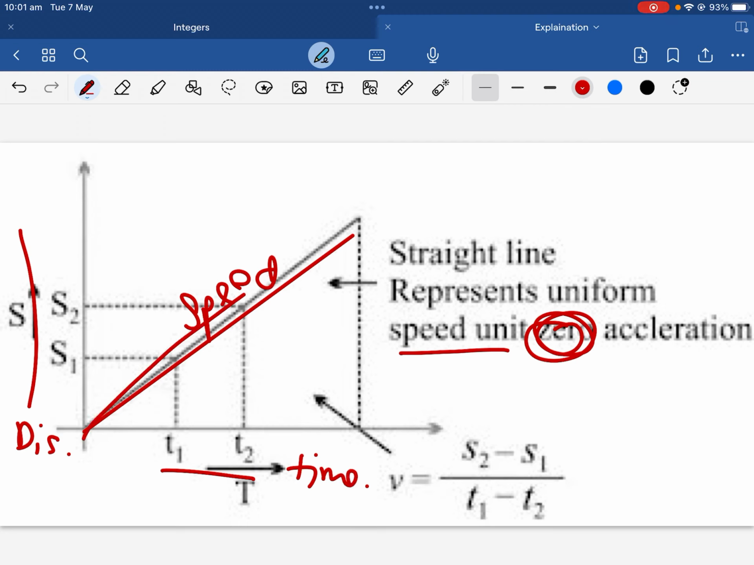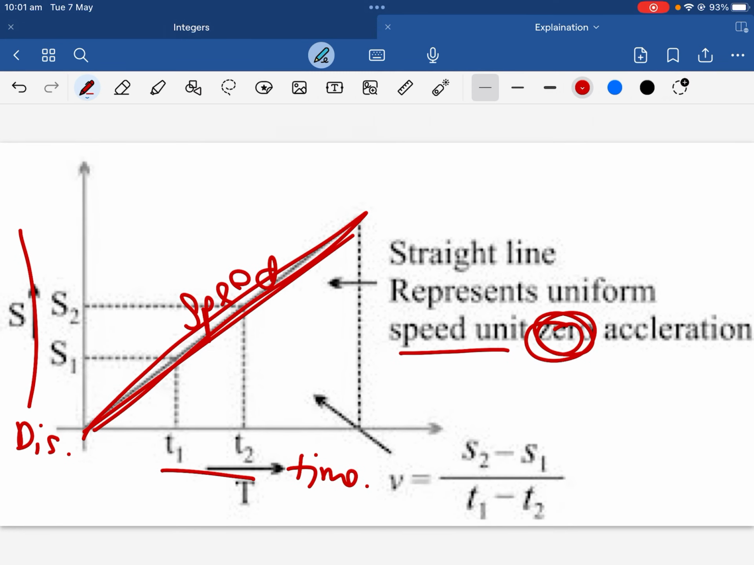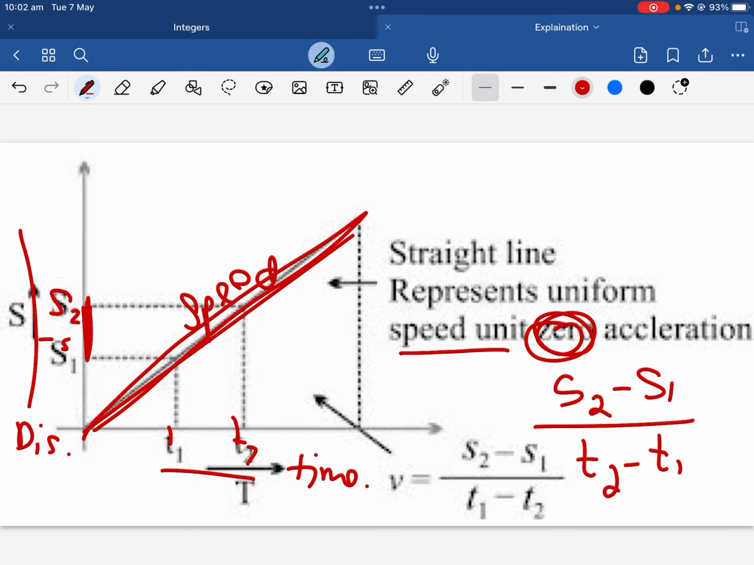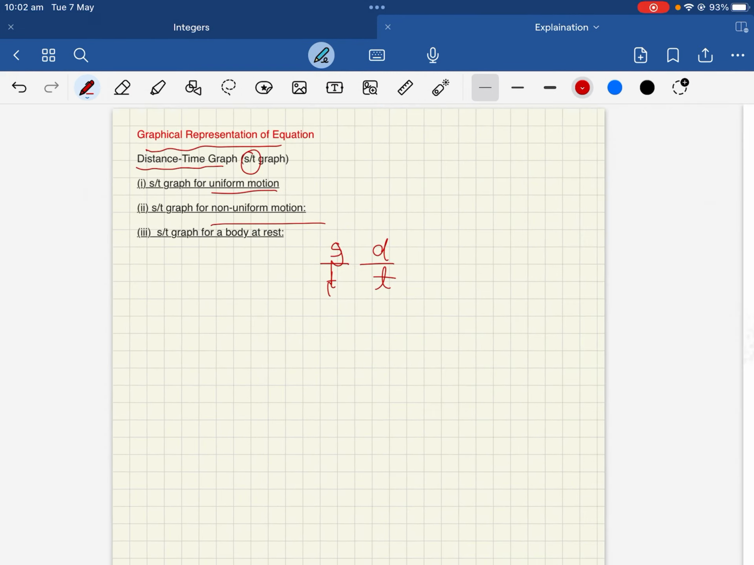What is the length of this? So S2 minus S1 upon T2 minus T1. For example, I have to get the speed in this interval of time. What will I do? S2 minus S1, distance 2 minus distance 1 upon time, that is T2 minus T1. That is just it. And what about non-uniform motion?